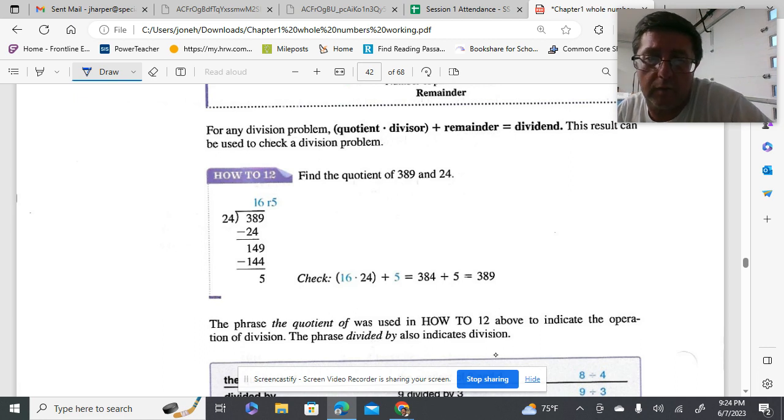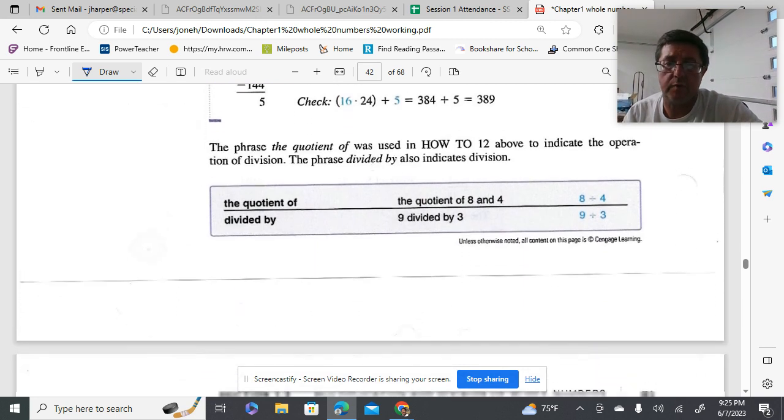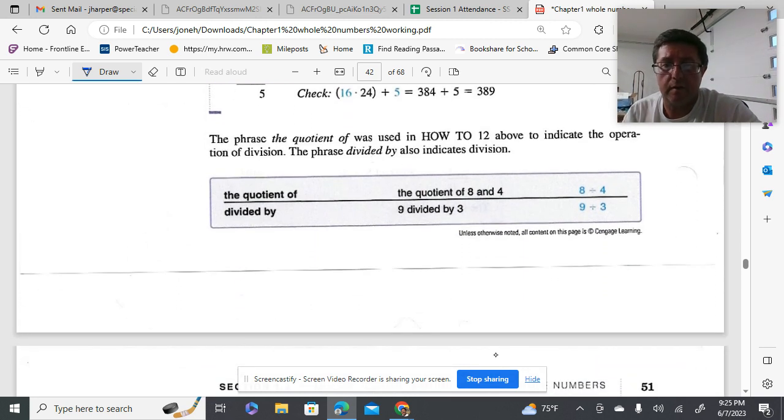How To 12. Again, it says 389 divided by 24. I would just do that. Now, it does say remainder 5. Your calculator is never going to give you a remainder. It might give you the remainder as a fraction, but usually it's going to do a decimal because computers work well with decimals. Okay, so this is an important one.